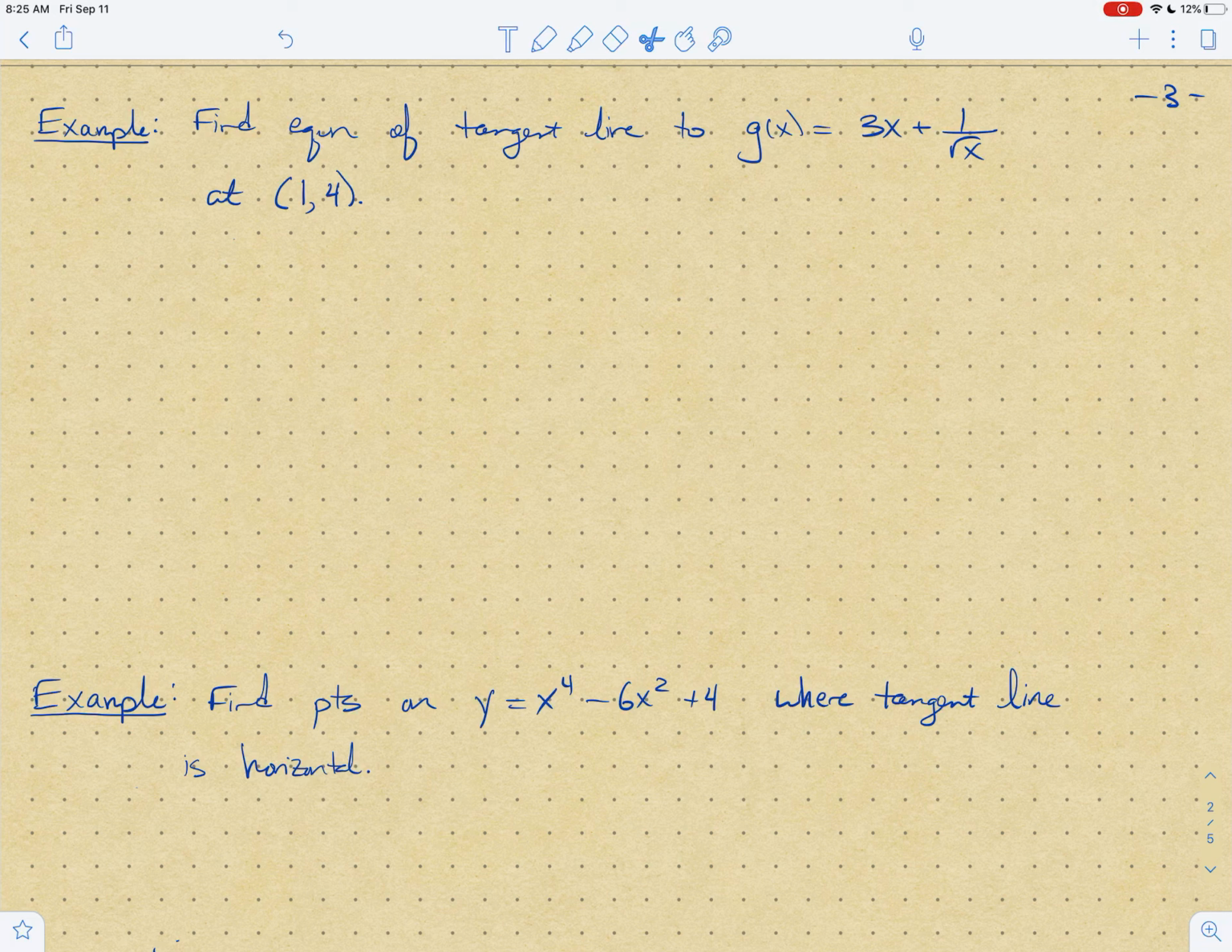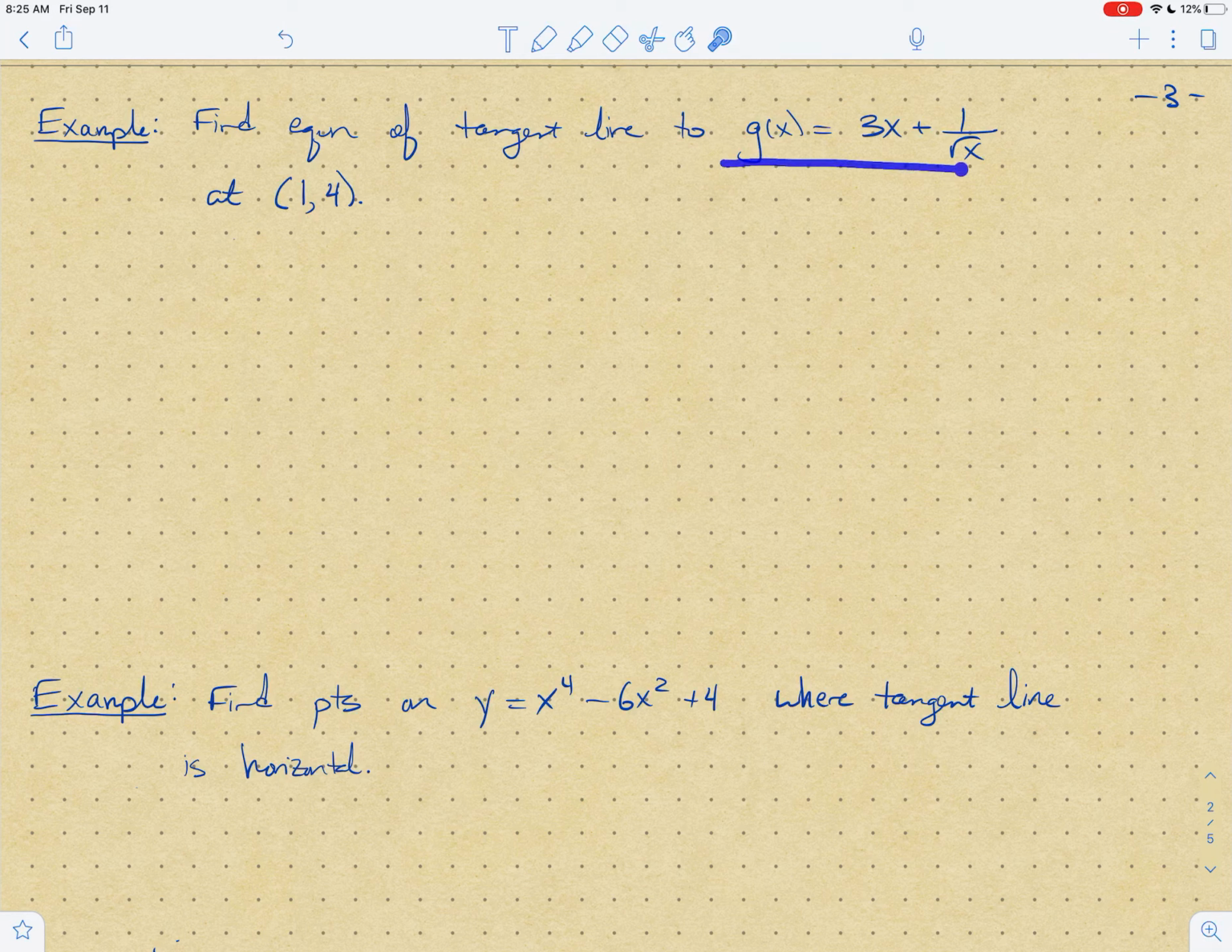All right, so one of the things that we begin to forget as we develop derivative formulas is that we're interested in the equations of tangent lines at certain points. And so I wanted to work this out with you. Let's do one of these, find the equation of the tangent line at a certain point.